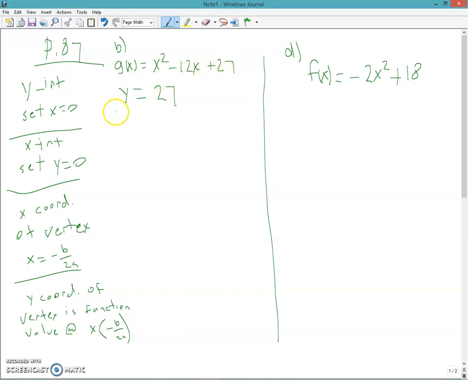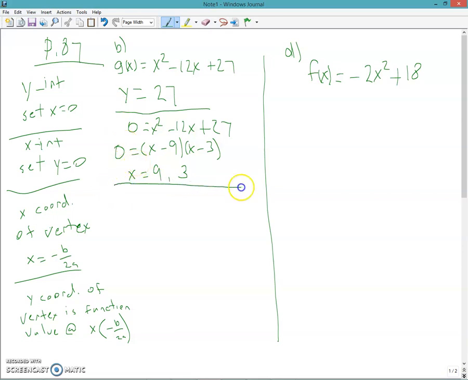The x-intercept is when we set y to 0, so we set the function equal to 0, and so this factors into x minus 9 and x minus 3, which tells me that x equals 9 or 3. It's still not too bad, stuff we've done before.